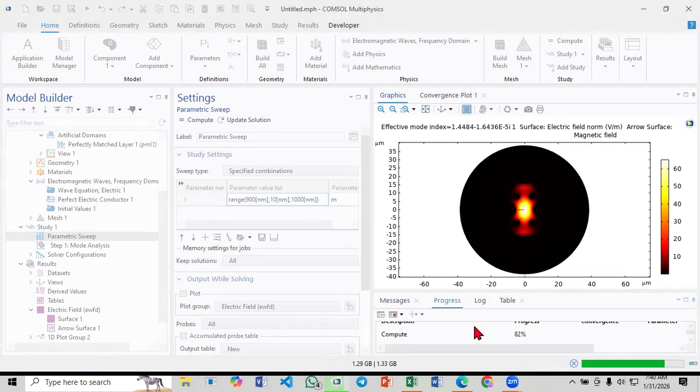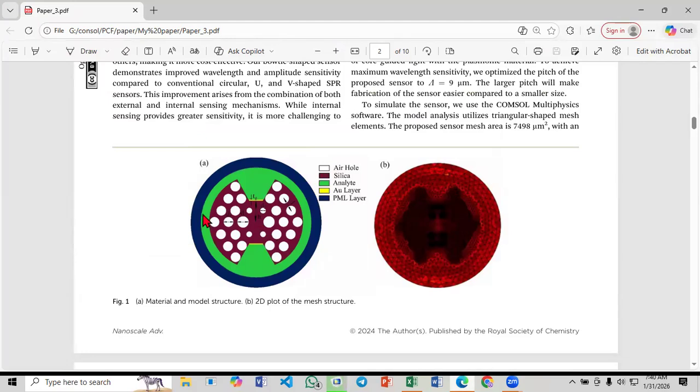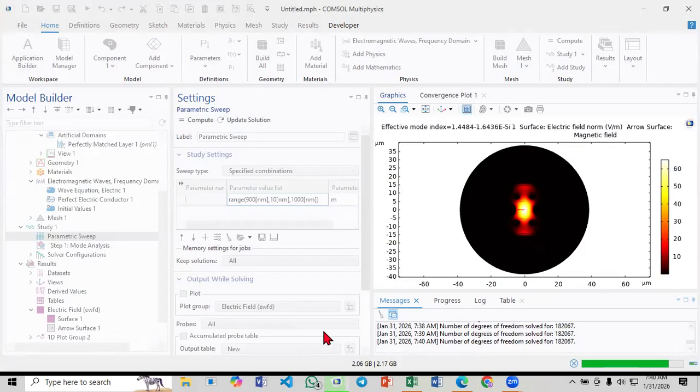I think it's almost done. Okay, let me say 82%. I also mentioned how the PCF-based sensor works, and another thing I can tell you is, if you need any kind of help, you can just email me. You will find my email address in the description box.